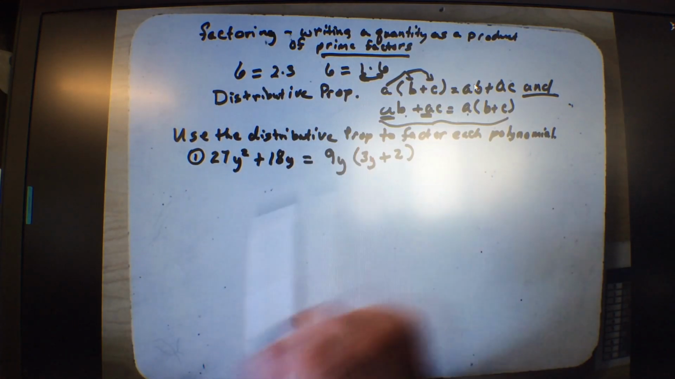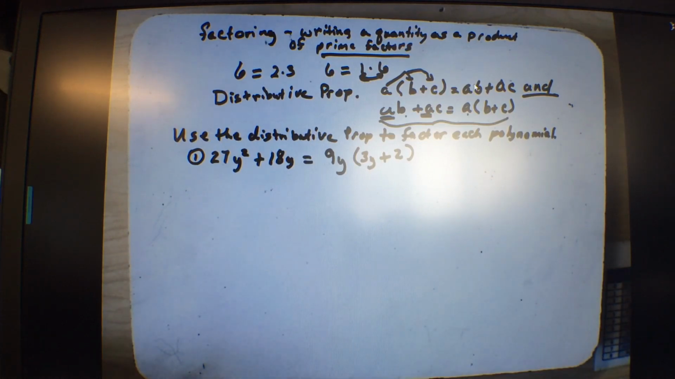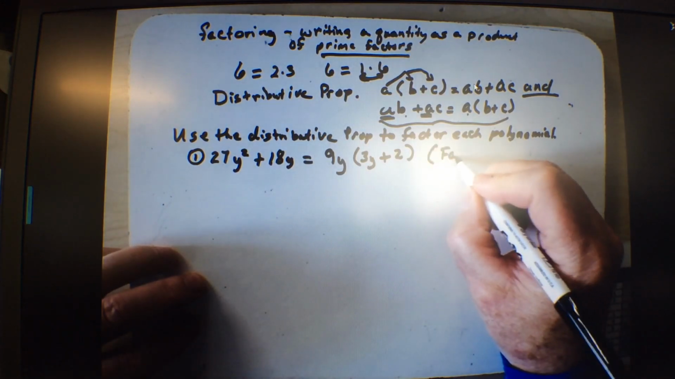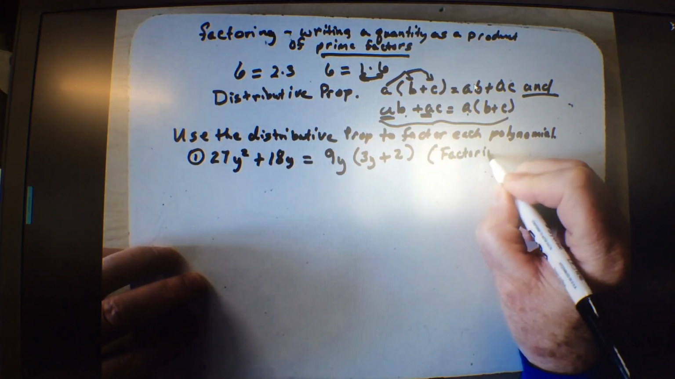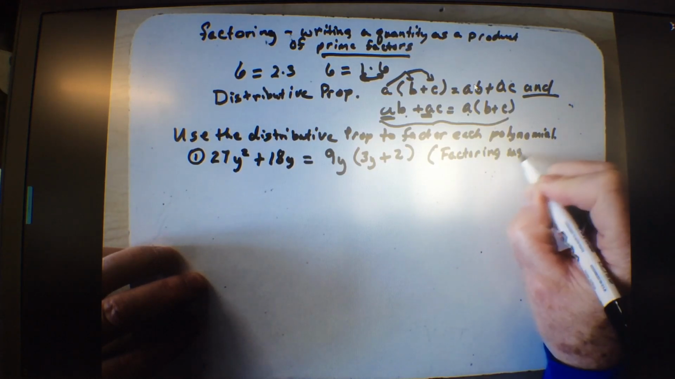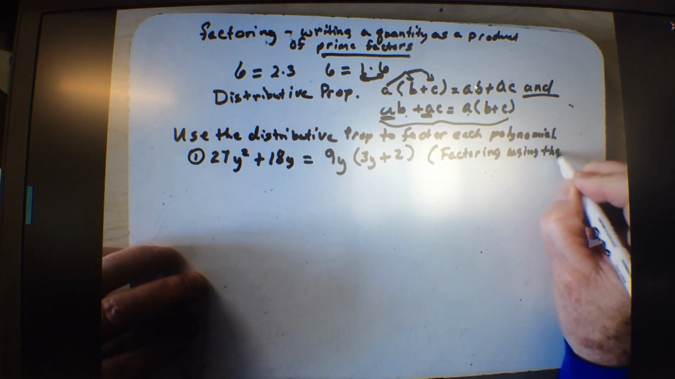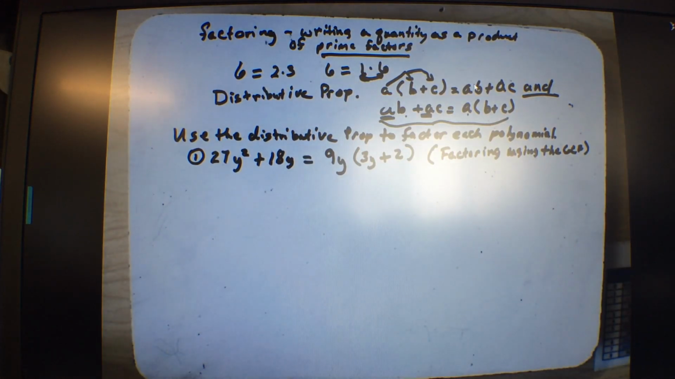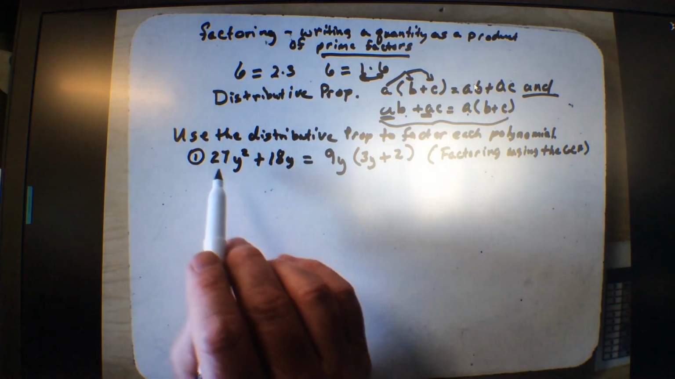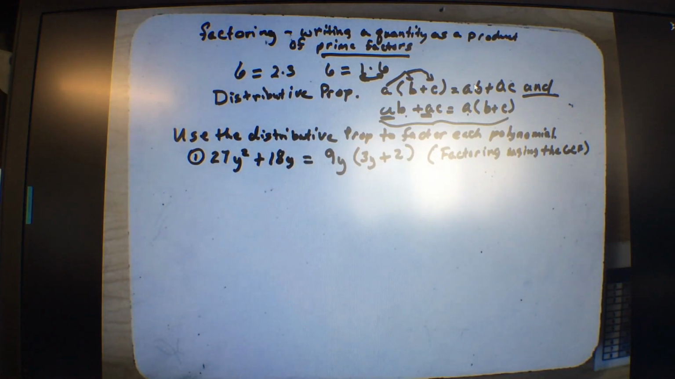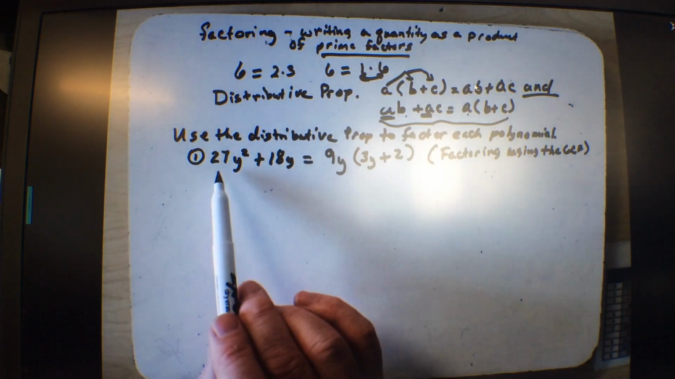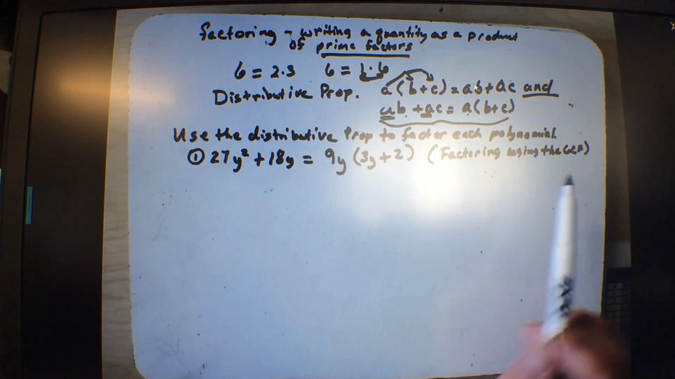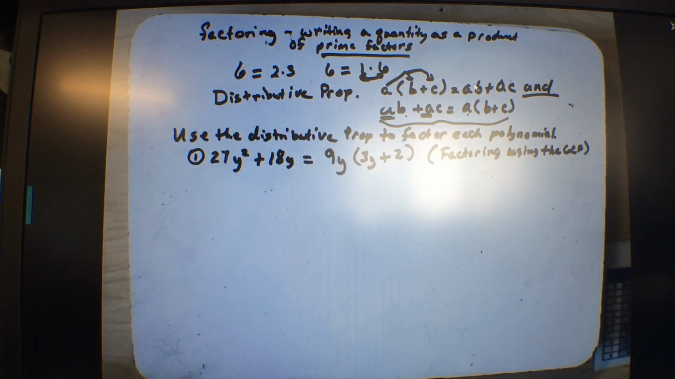These are both prime factors. Do you understand that? Now, I say it's factoring using the GCF. I'm going to put that in parentheses. Why would I say factoring using the GCF? First of all, what is GCF? Greatest common factor. And what is the greatest common factor of this and this? 9y. The greatest common factor, Caden, of these two is 9y, and I factored that out. Do you understand that? So this is called factoring.